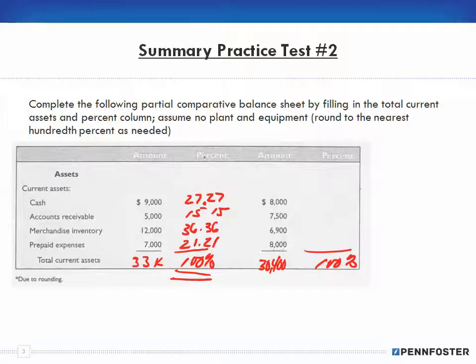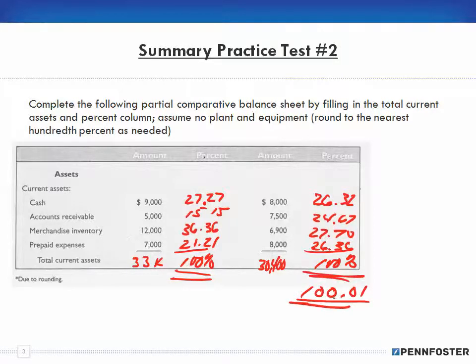I'm not going to do all of the math here. You just saw me do it in this column, so you can do the math for yourself, but realize that you're going to end up with 26.32, 24.67, 22.70, and 26.36. If you add all of those up, you actually end up with 101.01. Again, a rounding issue, and all you do is write in the 100%.